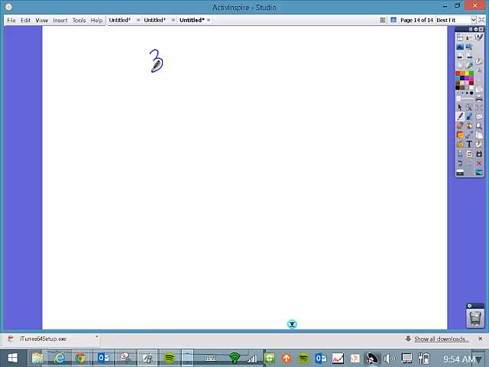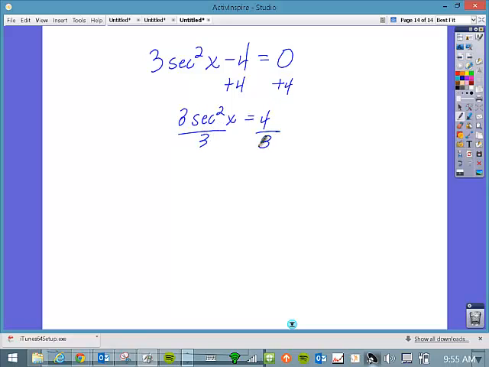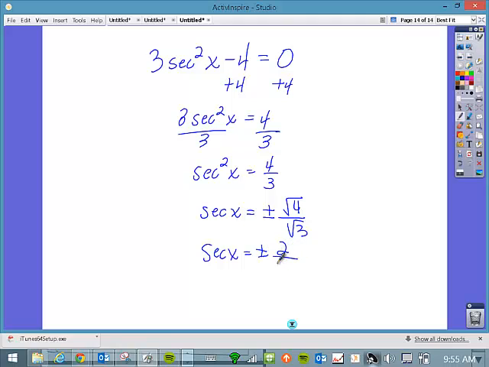Next one, 3 secant squared x minus 4 equals 0. All right, so first thing I need to do is move the 4. Then divide by 3. And I have secant squared x. I just want secant x. So I'm going to just take the square root. When you take the square root, you need to do plus or minus the square root of 4 over the square root of 3, which is secant x is plus or minus 2 over root 3.